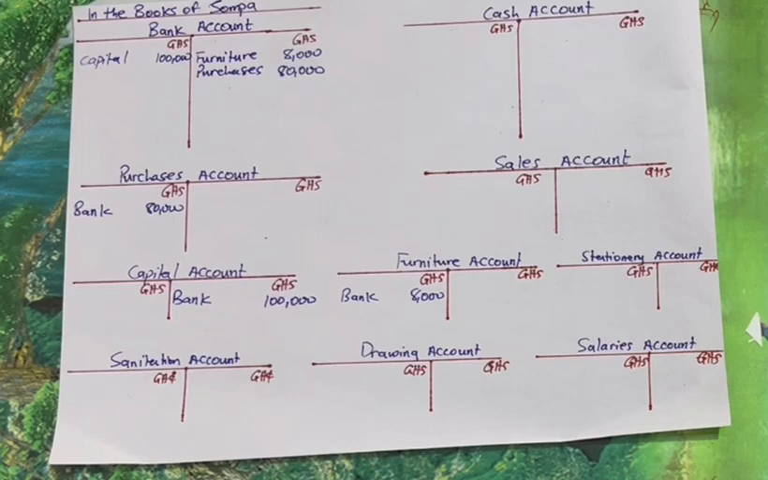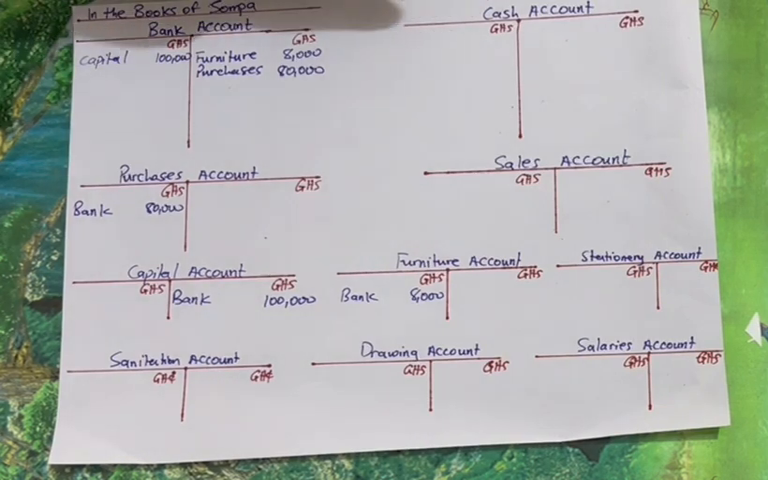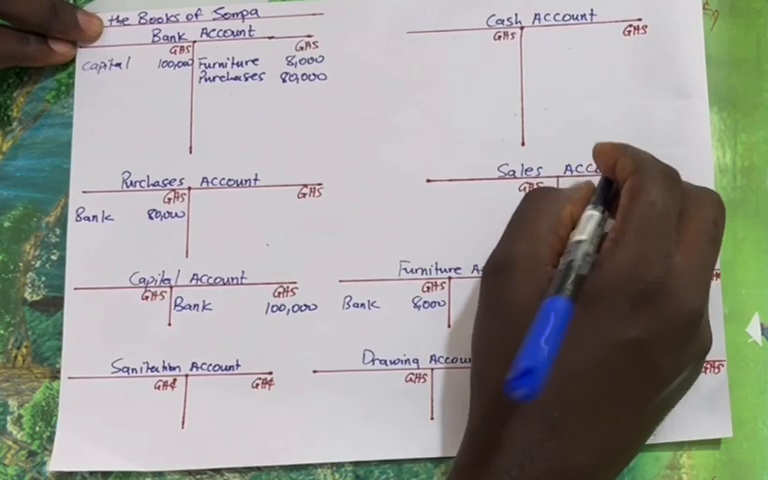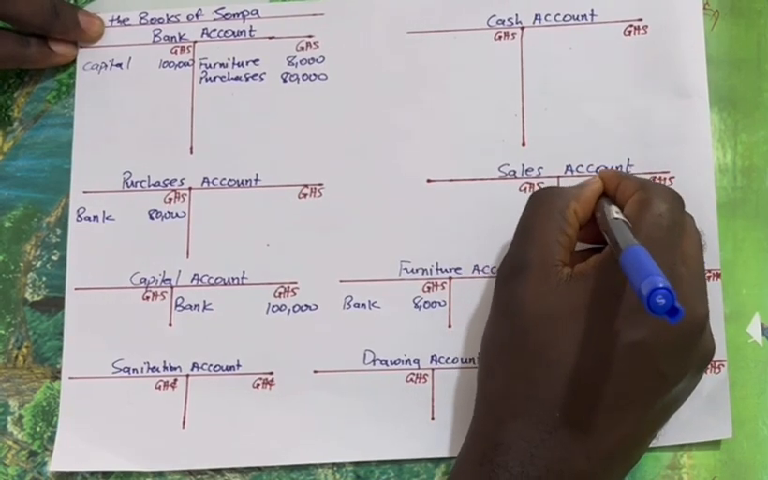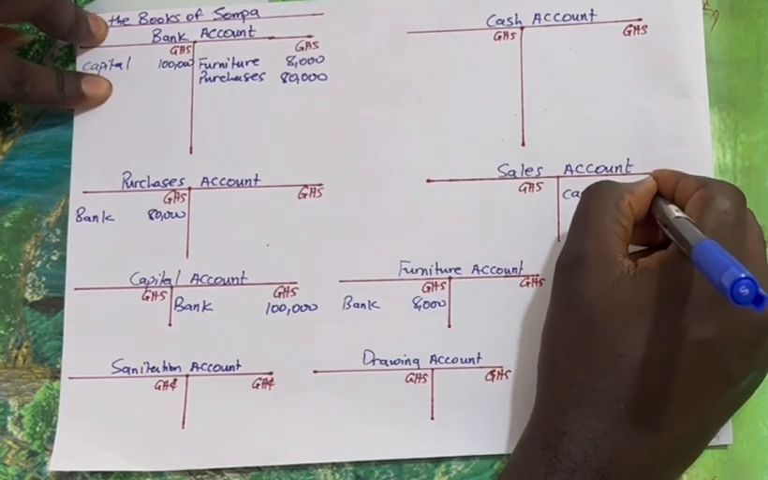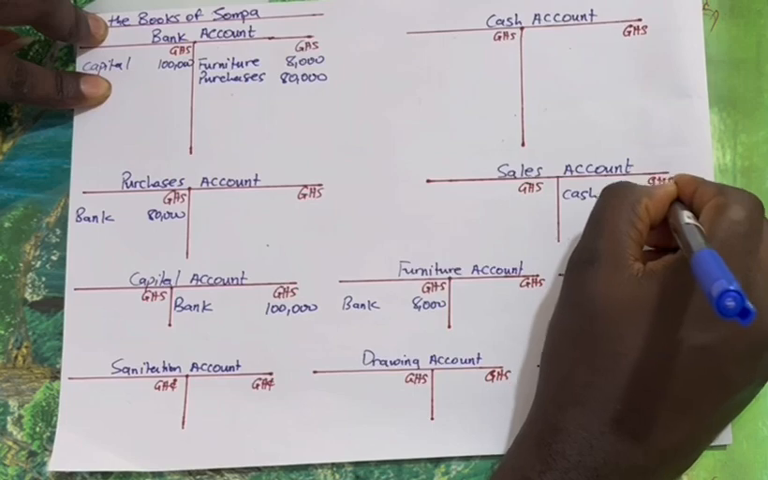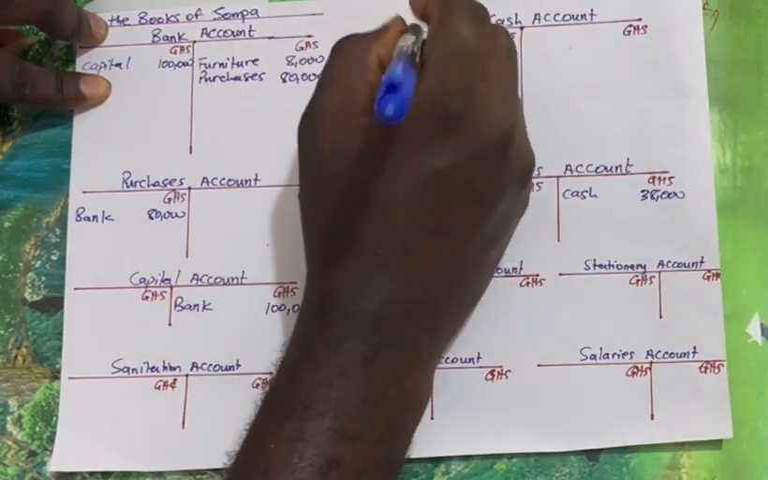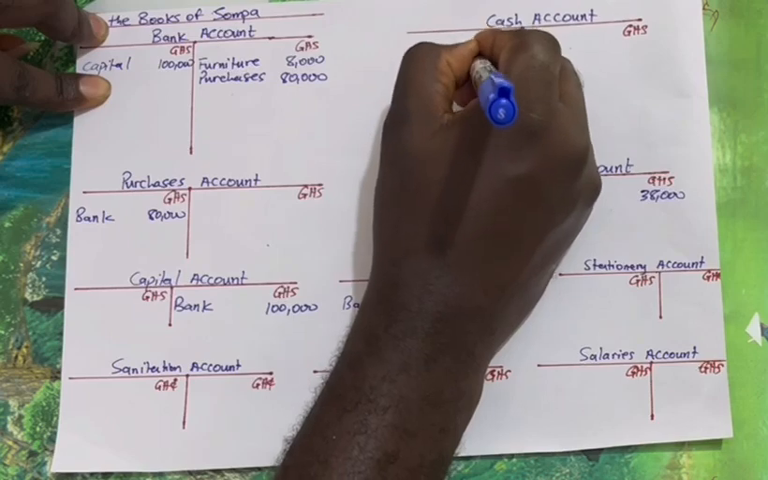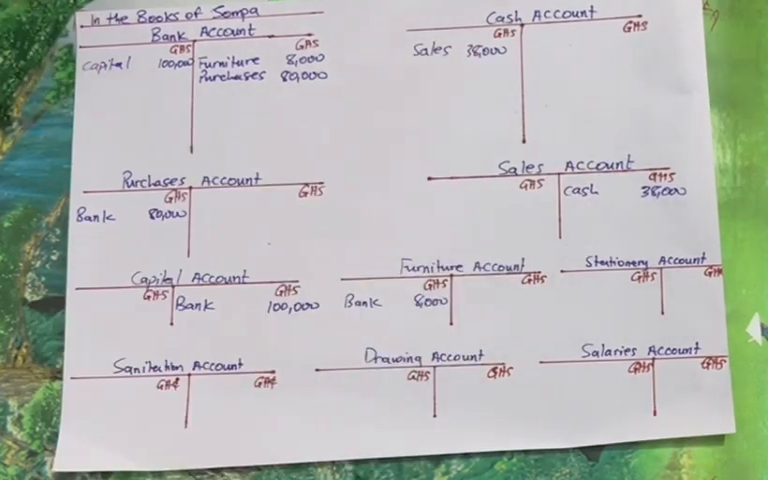On the 7th, they sold goods for cash. That is between sales and cash. We have our cash account here and our sales account here. Sales has a credit entry, so we record here, and they sold it for 38,000. We record 38,000 here, and then we record our cash in the name of sales, 38,000. Do we get it?